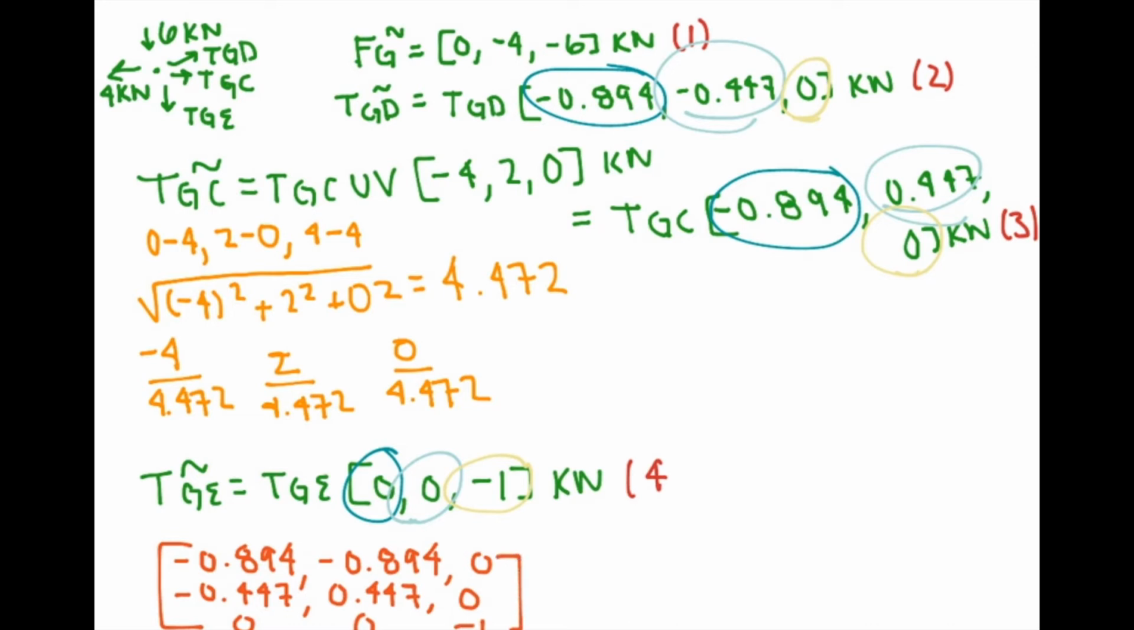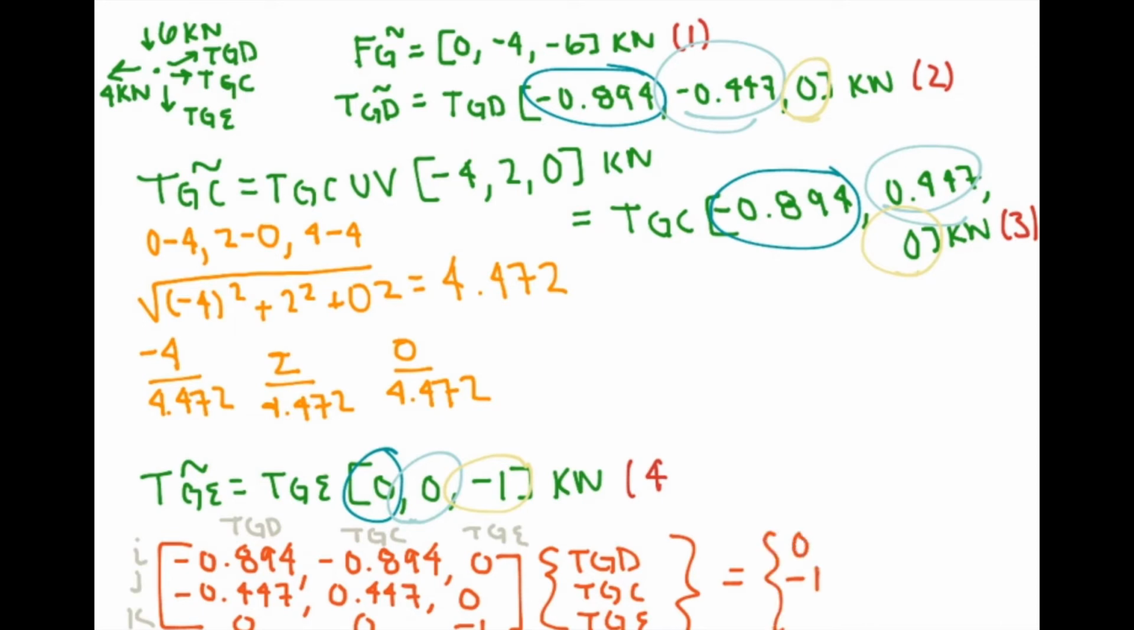You can look at this from two ways. We can see that we have i, j, k here, but we can also have TGD here, TGC here, and TGE here. So the next column we are going to have is exactly that. We're going to put that TGD is here, TGC is here and TGE is here. And what we're going to do is set that equal to F of G. So 0, minus 4, minus 6.